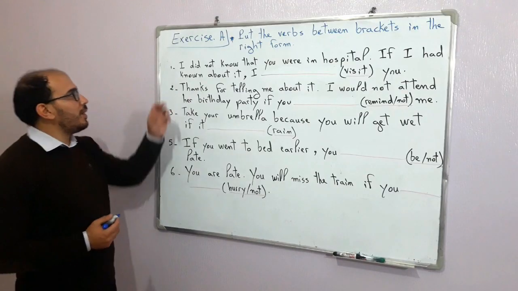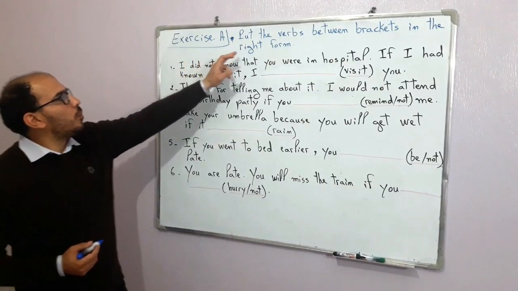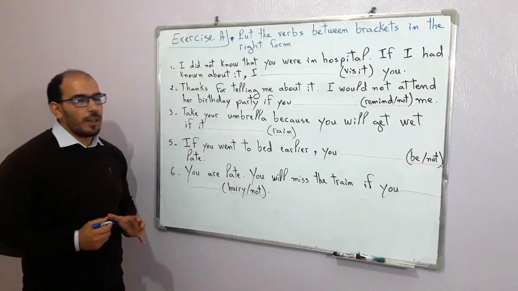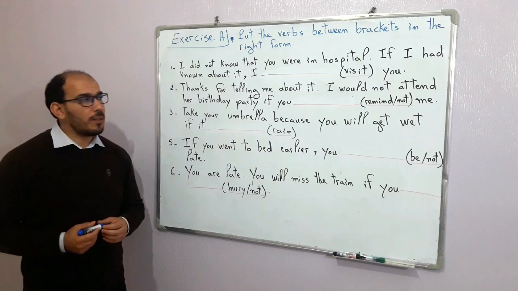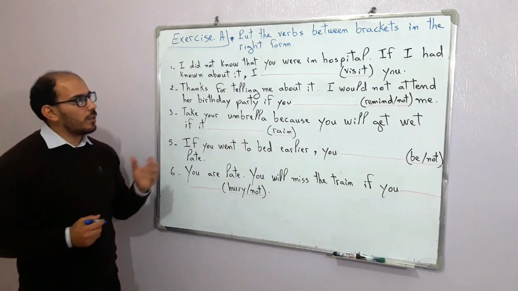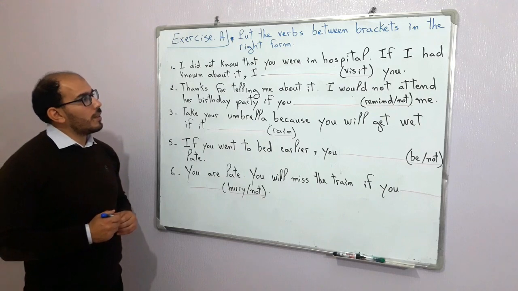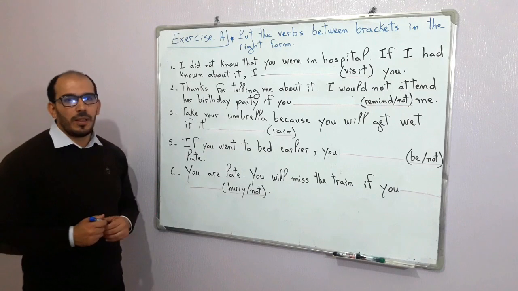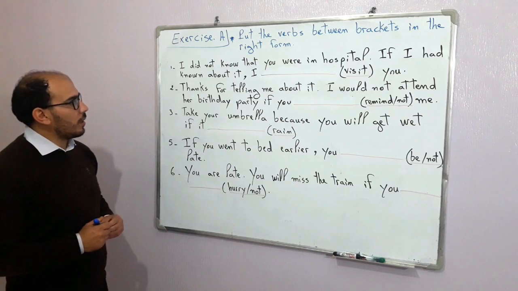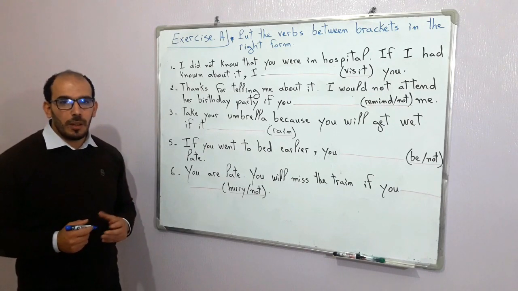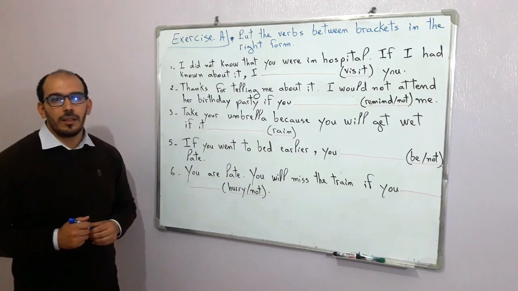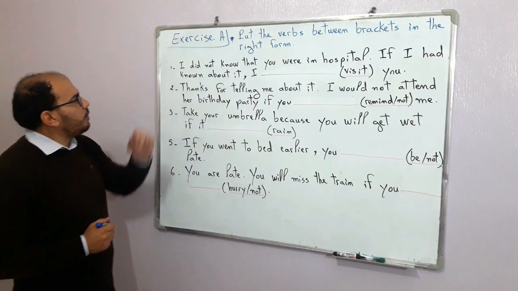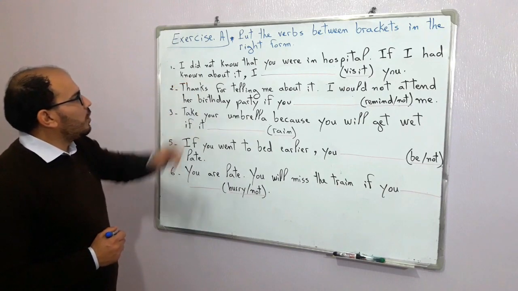Right, so this is exercise A. Put the verbs between brackets in the right form. So you can stop the video and try to answer by yourself, and then you can go on and check your answers and also have more explanation about this exercise. You can stop the video and do it by yourself, because I'm going to answer this exercise and explain. Right, so let's start with the first sentence.